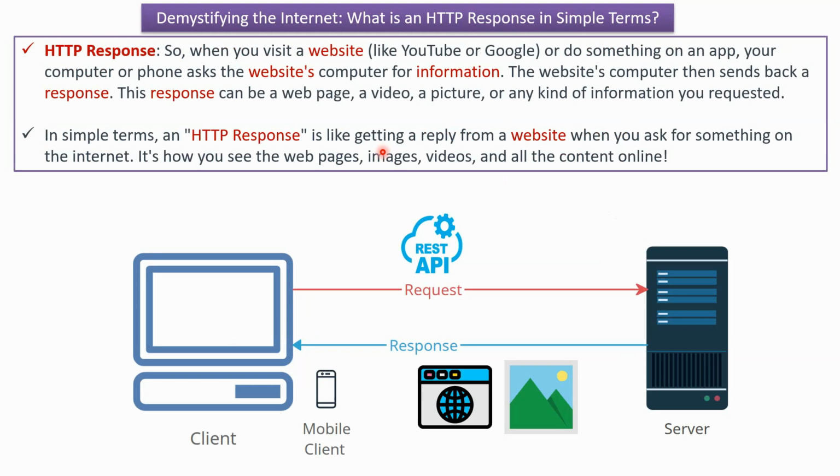So when you visit a website like YouTube or Google, or do something on an app, your computer or phone asks the website's computers for information. The website's computer then sends back the response. This response can be a web page, video, picture, or any kind of information you requested.